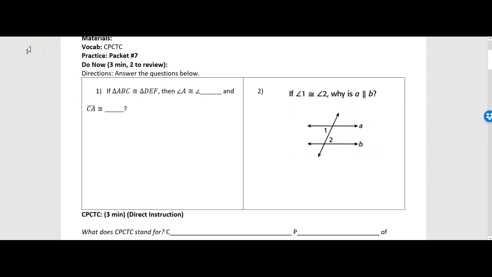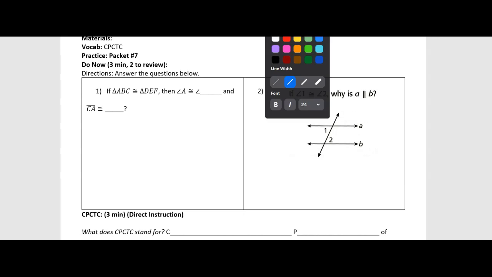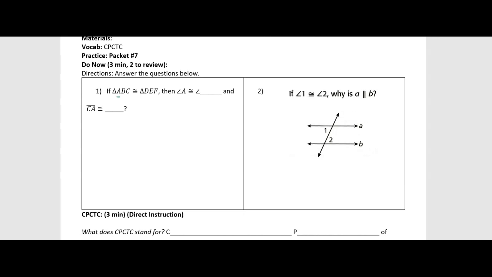All right, so number 1 says, if triangle ABC is congruent to triangle DEF, then angle A must be congruent to what angle? Well, we just match them up. What's the corresponding angle with A? Well, that's going to be D because it's in the first position just like A. And side CA, so that's the first and the third spots, is going to be congruent to side DF, or you could say FD. Either way, it's okay. They're segments, so the order that you name them in does not matter.